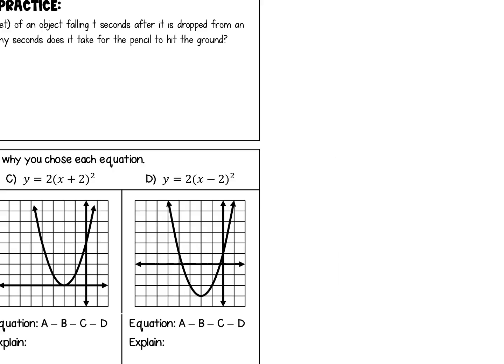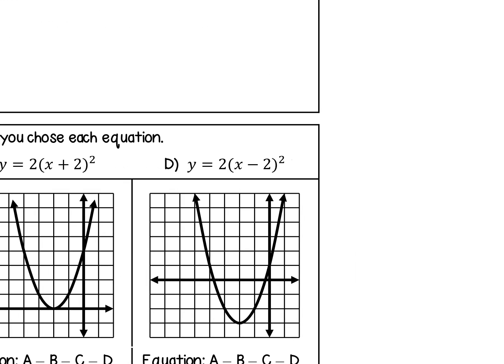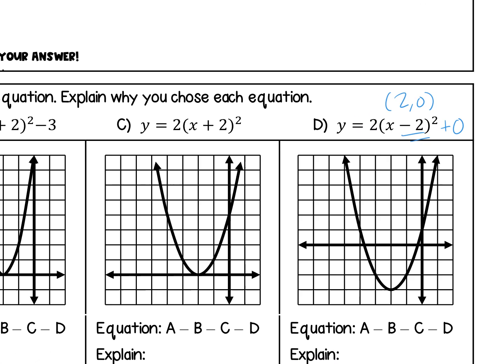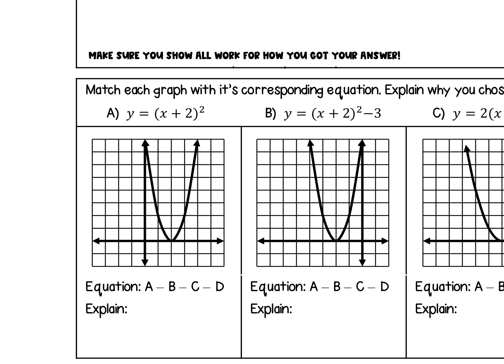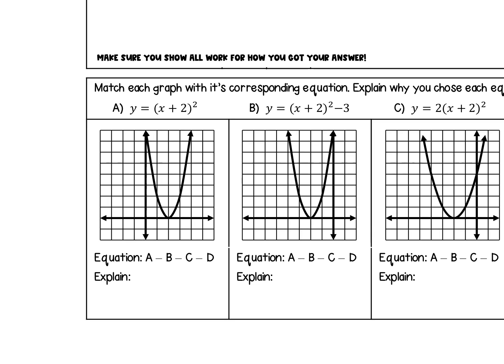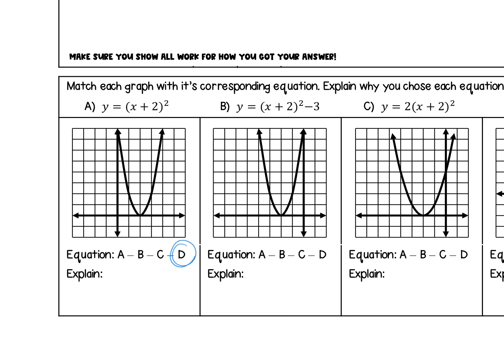So this one, for example, part D, there's a +0 here. So your vertex should be the opposite of this number. So it should be +2, 0. So we'll find one that has a vertex at 2, 0. Looks like it's got to be this one. So D must be this one. It says to explain it. I'm just going to say the vertex of D should be 2, 0. So that's how you're going to approach those ones.